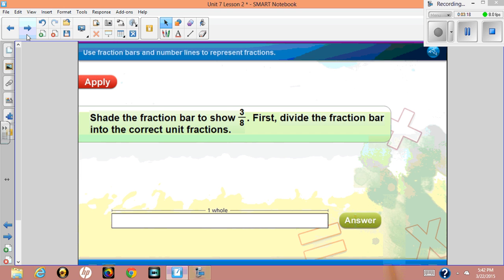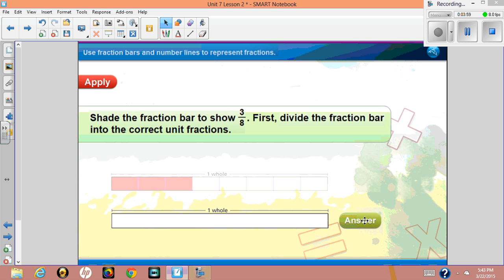So let's look at a fraction bar for a moment. As it indicates, it says shade the fraction bar to show 3/8. First, divide the fraction bar into the correct unit fractions. Now, one thing that's really important as we start taking wholes and dividing them into fractions, we need to do it equally. So you can't have 1, 2, 3, 4, 5, 6, 7, 8, and then have a big, huge space and consider that a fraction. The key element here is that it is equal parts.